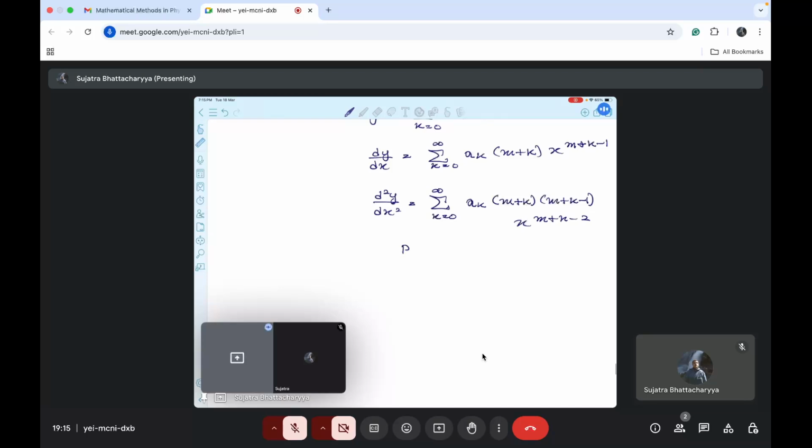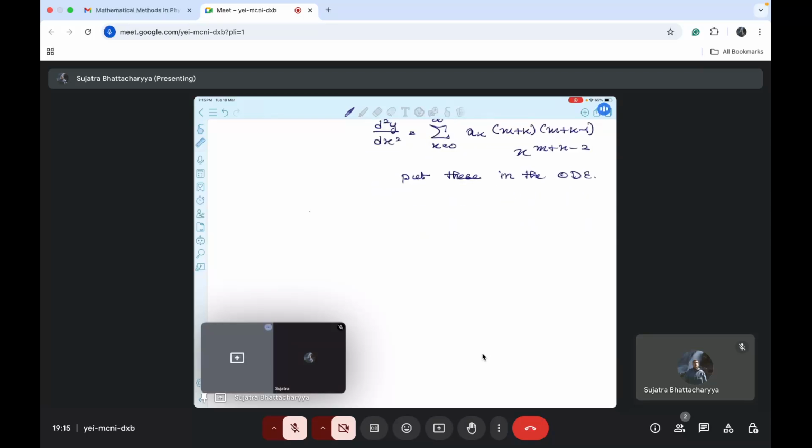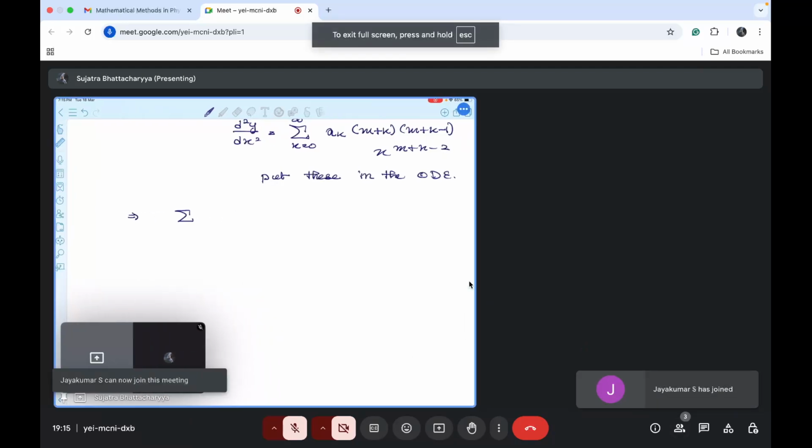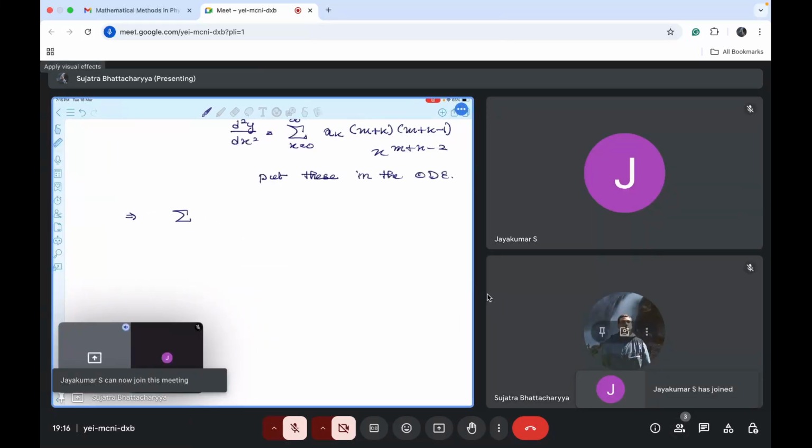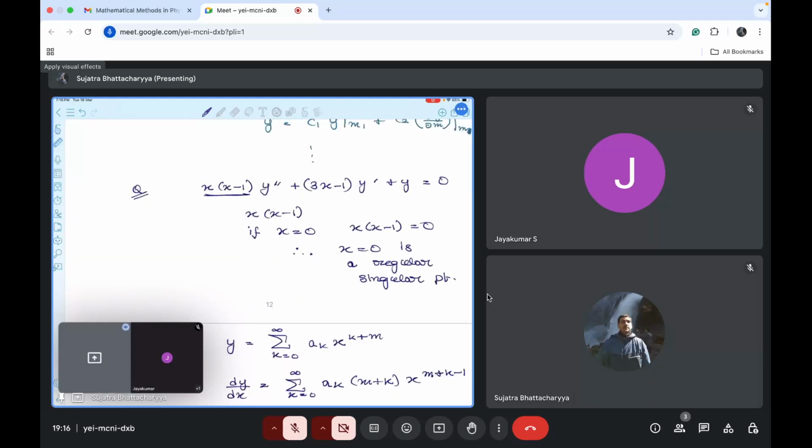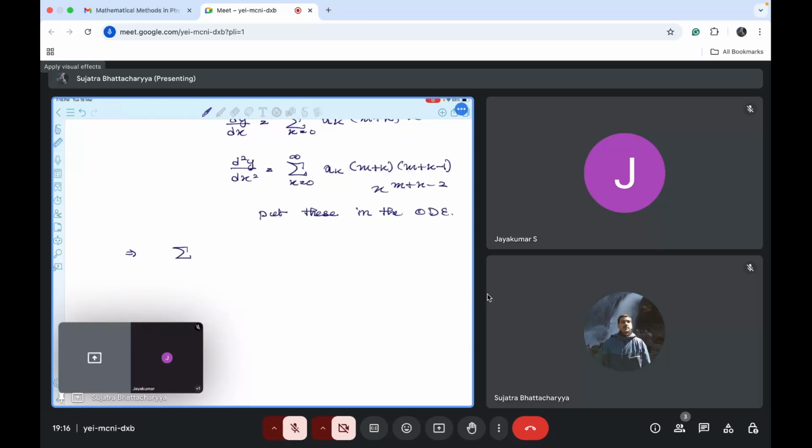Now, next step, of course, whenever you have calculated everything, put this in the ordinary differential equation. Great. This is done. So what we have to do next? Just solve. Okay. So the first is the summation. Since all the summations are same, that is k is equal to 0 to infinity, we don't need to think about it. So you have this particular equation, and this is how we are proceeding. So you have x into x minus 1 ak m plus k into m plus k minus 1 x to the power m plus k minus 2.